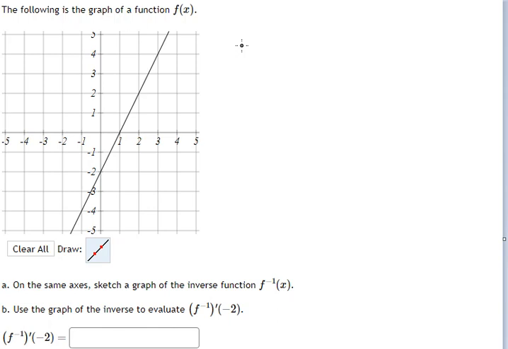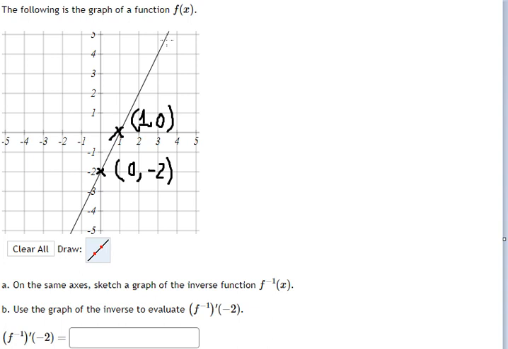Hello everybody. Today I want to show you how to answer this one. The first thing, we need to find the equation of the graph in here. Let's say I select 2 points here and here. For this one, that is about (1, 0). This one, that is about (0, -2).